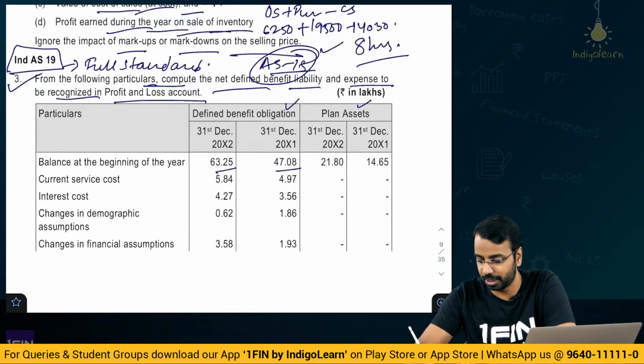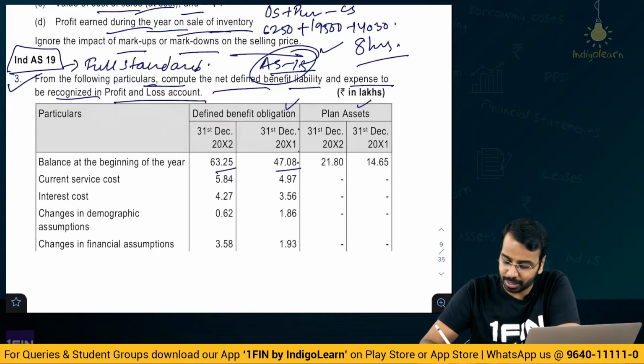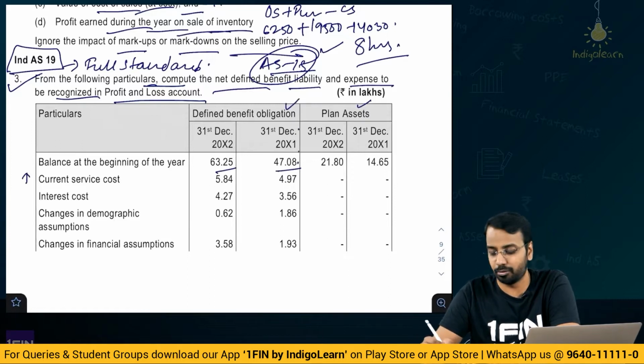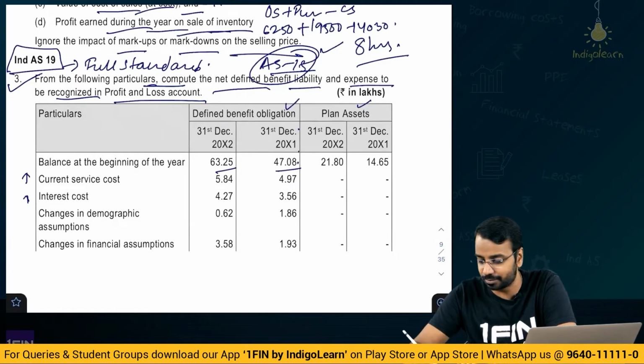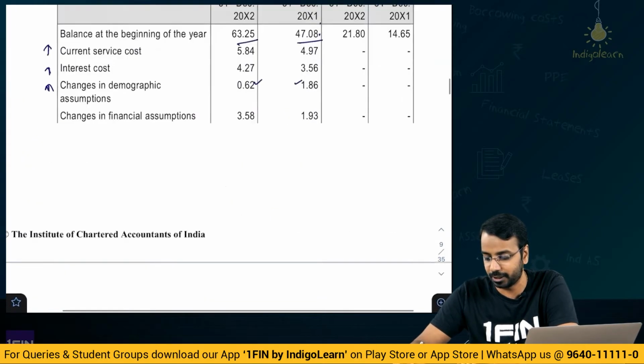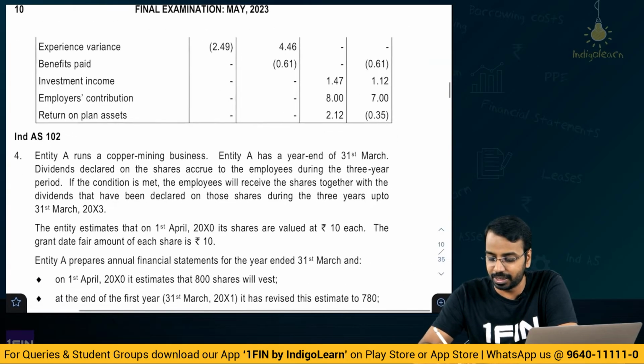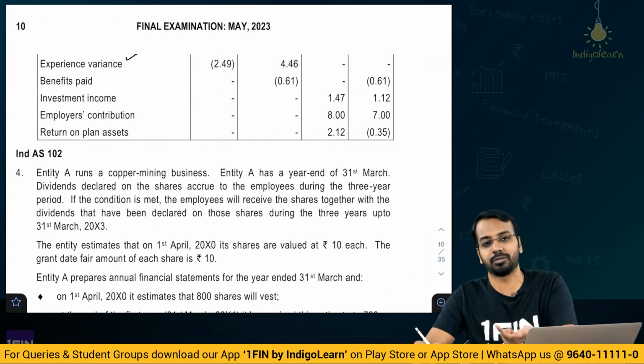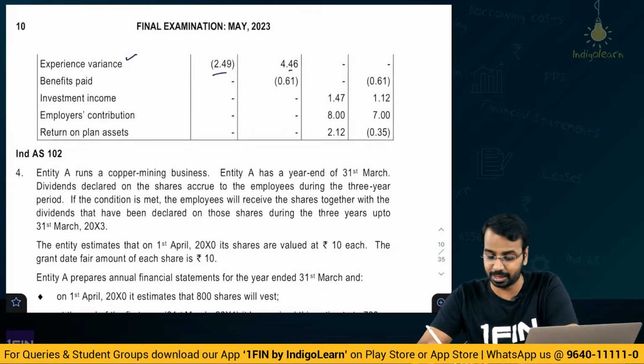What is the defined benefit obligation? For year ended 31st December of year 1, the opening balance was this much. Current service cost, always remember, increases the benefit obligation. Then interest cost also increases the obligation. Change in demographic assumptions, these are your actual assumptions which change. Here also it has increased because these are expenses. Change in financial assumptions, 3.58, 1.93. Then experience variance. As you move further into the future, your actuals are different from what you would have thought, hence there is a variance to this extent. Negative is reduction in liability, positive is increase in liability.